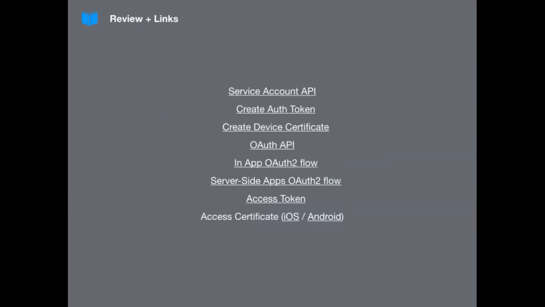So let's do a quick recap. You need to implement the service account API, whose most important job is to create the device certificate. So it validates that the application that is going to connect to any car around it is from a certified developer. And also you need to implement the OAuth API, which basically allows you to get access to the car. OAuth flow, as I mentioned, supports in-app and server-side app. And finally, you can use the access tokens that you retrieved in the SDK and download the access certificate, which is the final certificate that you need to access the car.